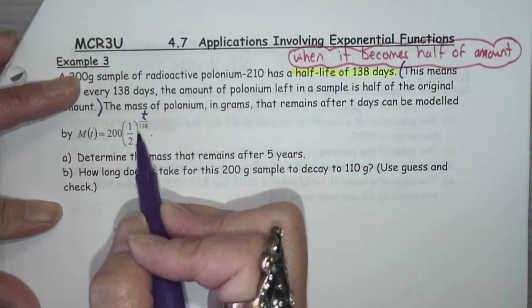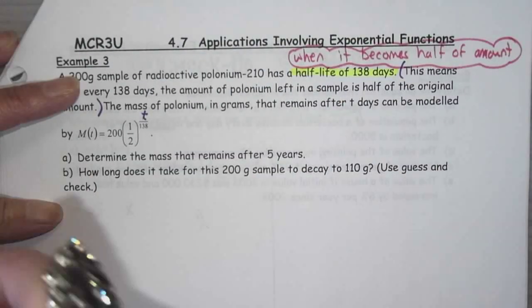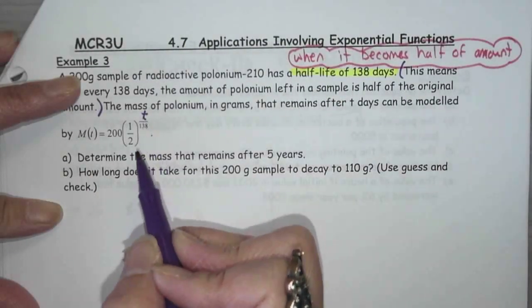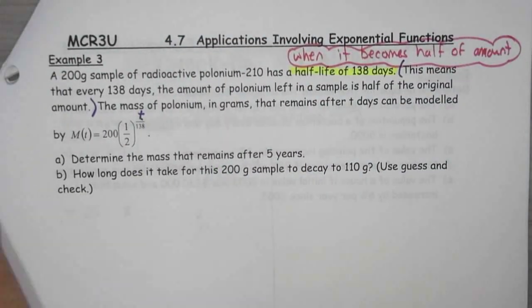We're going to have to go backwards and make the equation next, because then I'm going to give you the information and you make the equation. So we do the time divided by however many days it is to get to the half-life. Good?